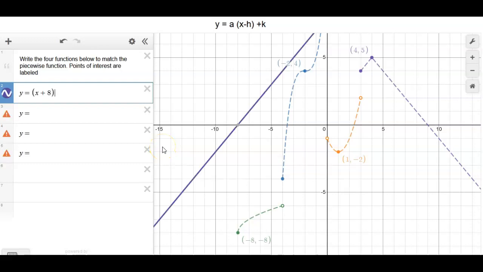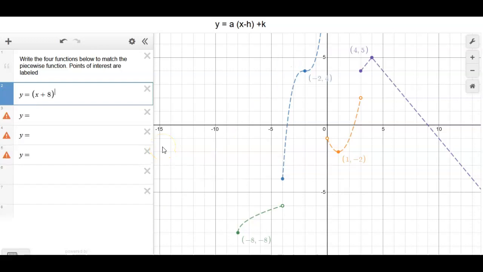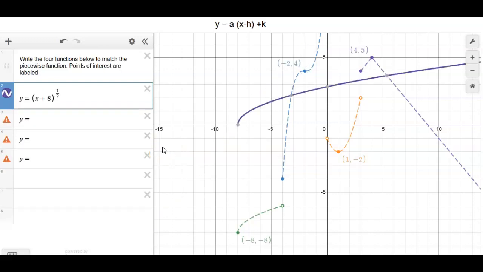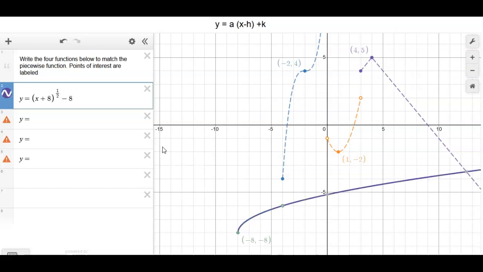So shifting left 8, and we're going to do the exponent of 1/2, and we're also going to shift it down 8. And the next thing we need to do is restrict our domain. So the leftmost value is -8, and that is a closed circle, so we're going to use the less than or equal to. And the right side is -4, but it's an open circle, so we're just going to use the less than.